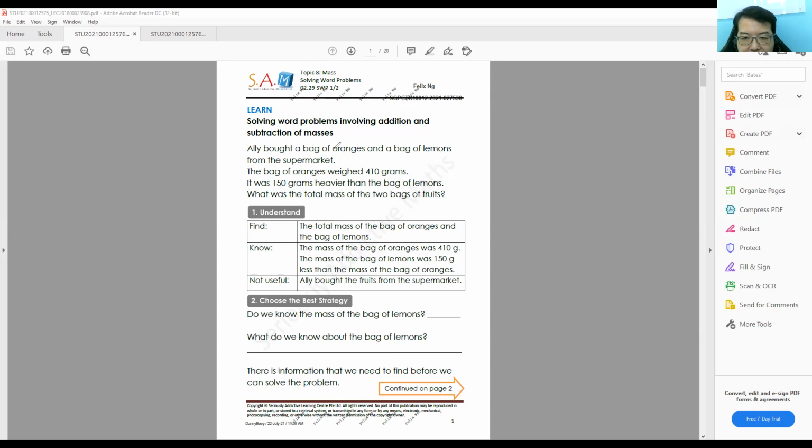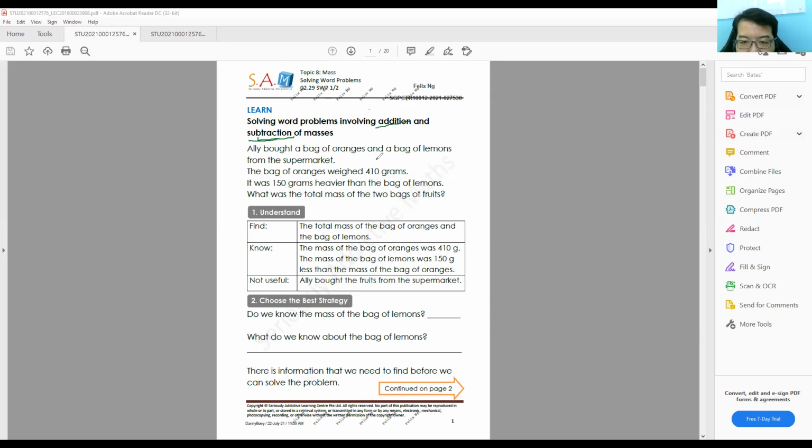All right, the main thing for this topic is solving word problems involving addition and subtraction of masses. So we're going to do word problems involving addition and subtraction. There are two operations that we'll be applying today when doing the word problems. So let's take a look at the first question.